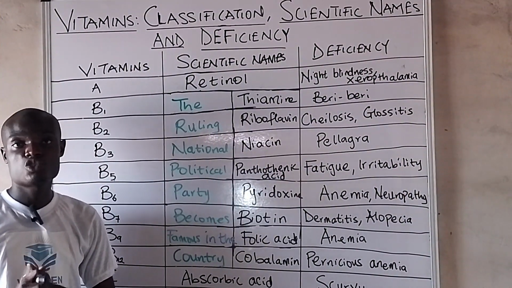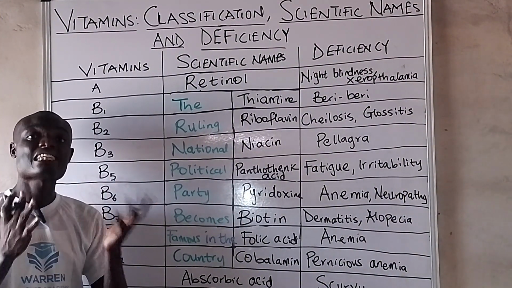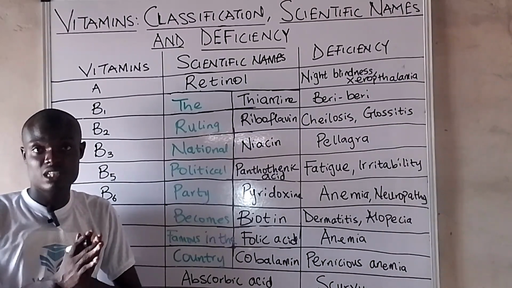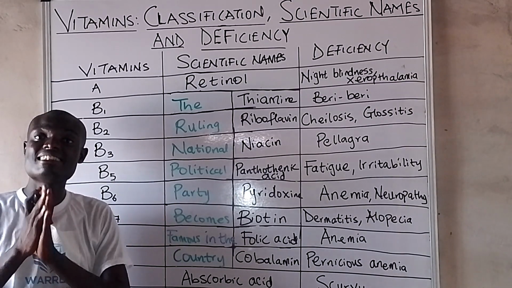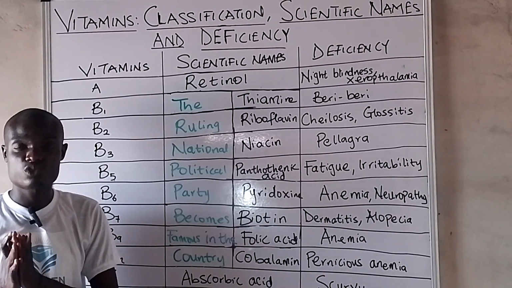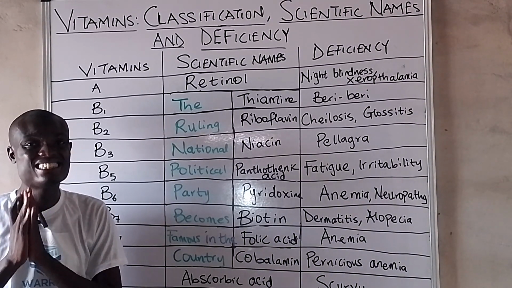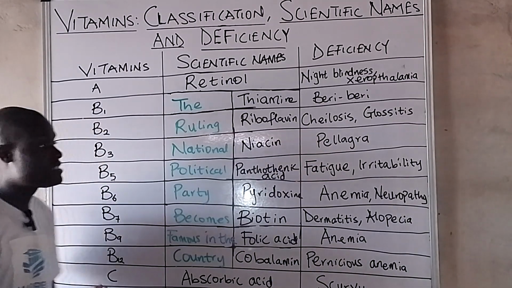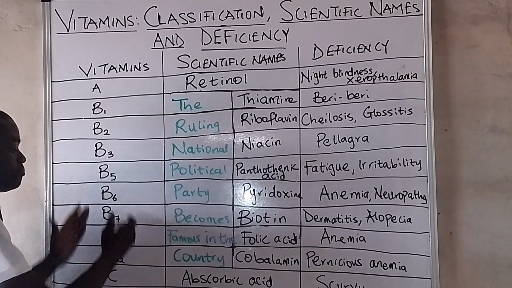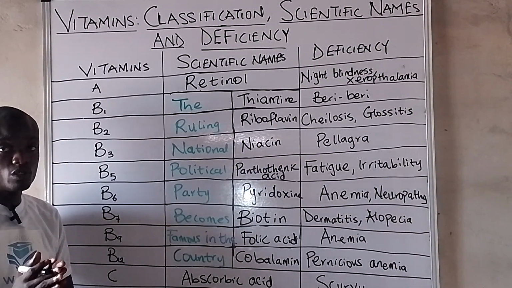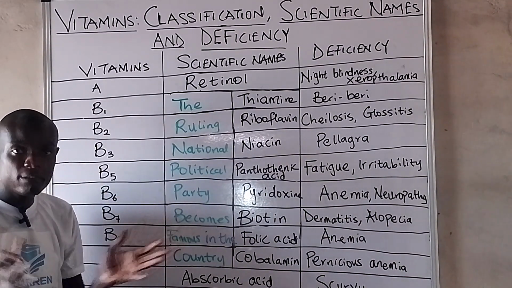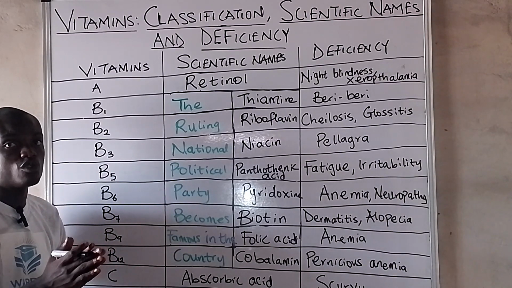So moving on from classification to the scientific names and deficiency. By scientific name, it means what can we call these vitamins scientifically other than their common or general name. Then for deficiency, it is the disease conditions that result when a particular vitamin is not taken at all or is taken in little quantity than what is required. So remember, we have 13 vitamins. Vitamin A, we have a series of B from vitamin B1 to B12, and these vitamins are generally called vitamin B complex because it's made up of several types of vitamins.